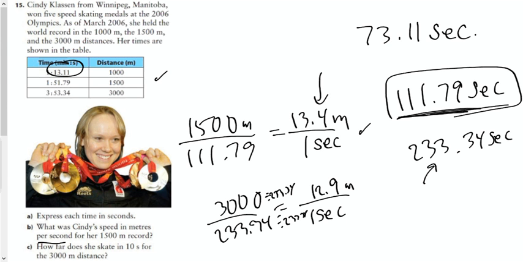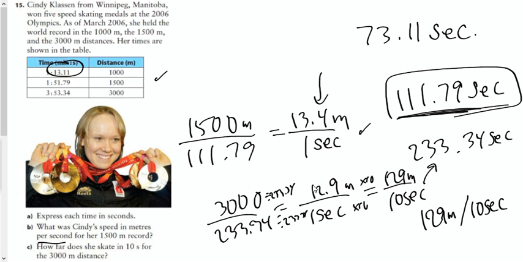Well, we're only at 1 second now. So how do I get it back up to 10 seconds? What am I going to do here? I'm just going to multiply by 10. And multiplying by 10 is so easy because when you multiply by 10, you just move the decimal. Her 10-second rate of speed on that 3,000-meter track is roughly 129 meters every 10 seconds. And 10 seconds would be a decasecond, if there's such a thing.